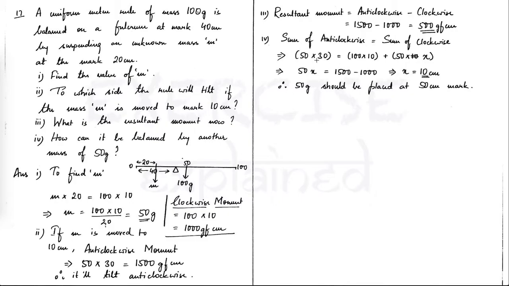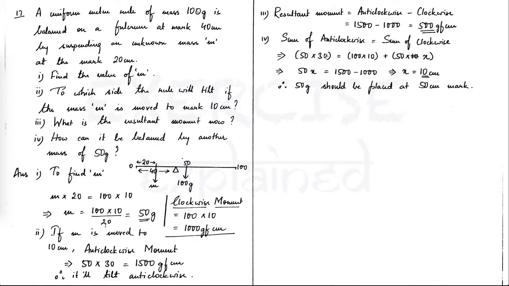Now for anti-clockwise, this 50 is at a distance of 30 from the fulcrum, so that is 50 into 30. This is equal to the moment by this 100 grams, that is 100 into 10, plus the mass 50 into distance, which we take as x on the right side, so let's assume it is somewhere here. So 50 into x.